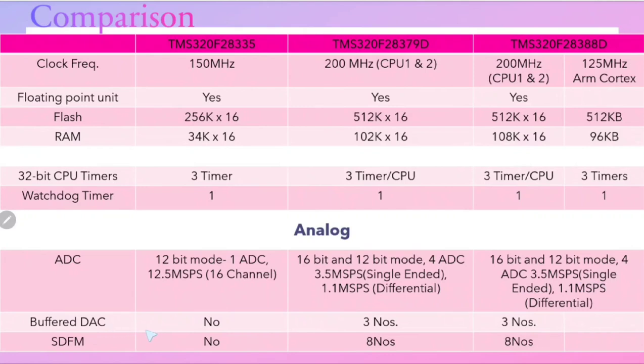If you are looking at the buffer DAC, it is not available in the F28335, whereas it is available for the F28379D and F28388D microcontrollers. Now looking at the sigma delta filter modules, that is not supported in the F28335, whereas it is supported in both the other microcontrollers.